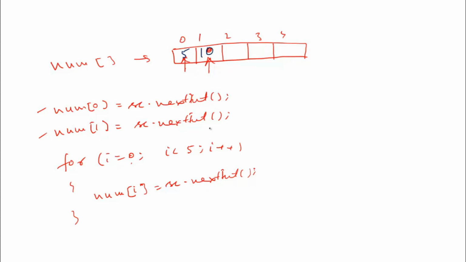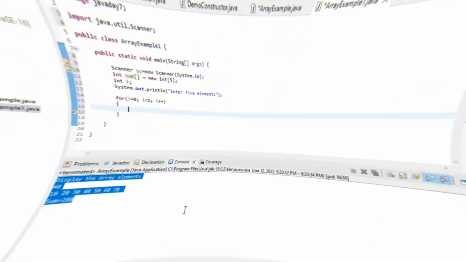Okay, then it becomes 2 here, so it will enter say 30, say 40, say here it will enter 100 here. So here 5 values we can enter. Let's see this in the program.